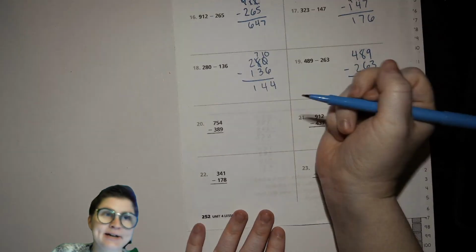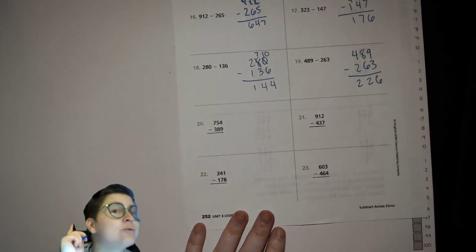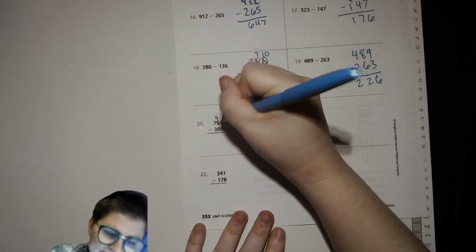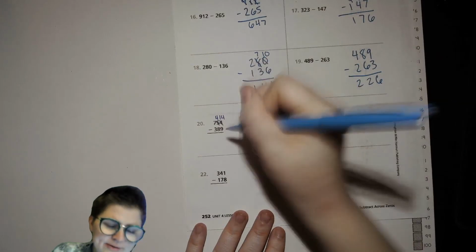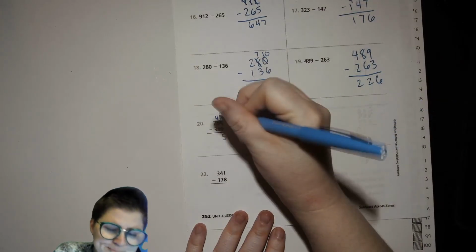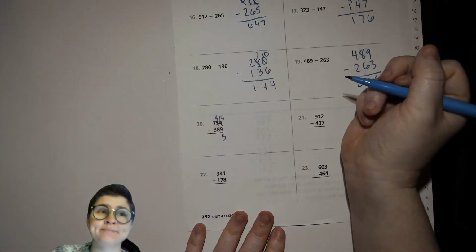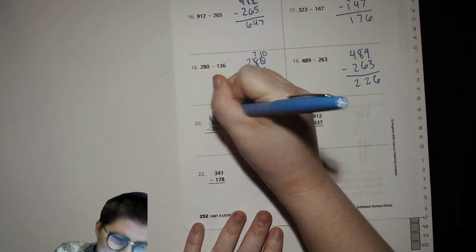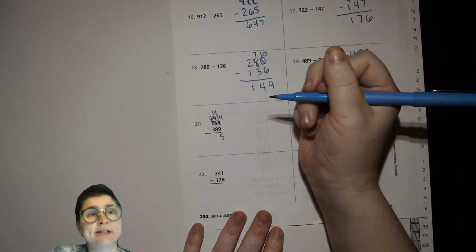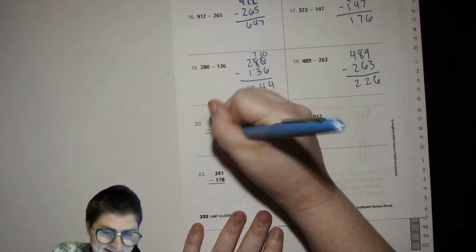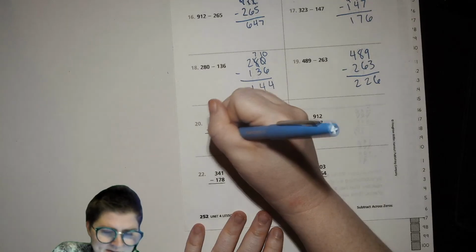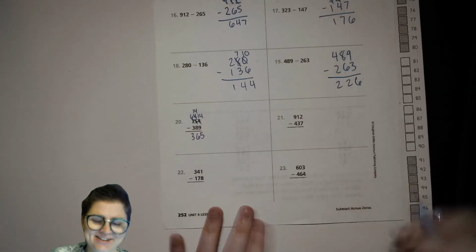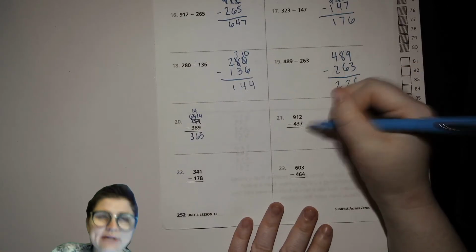4 take away 9. Not gonna work, so we have to ungroup. Come over here. Leave 4 of those 10s. Now we have 14 take away 9, which is 5. 4 take away 8. Not gonna work, so we have to ungroup. Leave 600s. 14 take away 8 is 6. 6 take away 3 is 3. 365, that's the number of days in the year, huh? Okay.